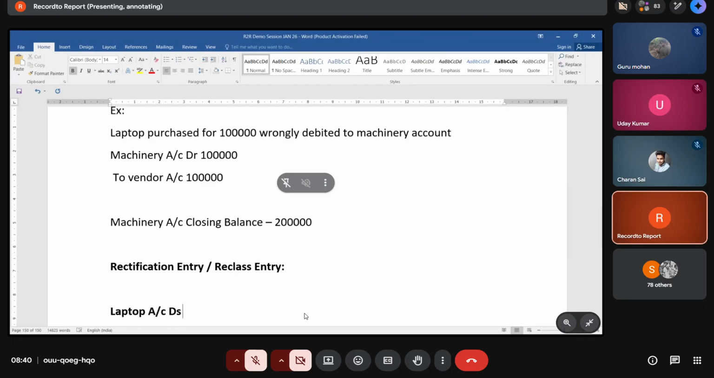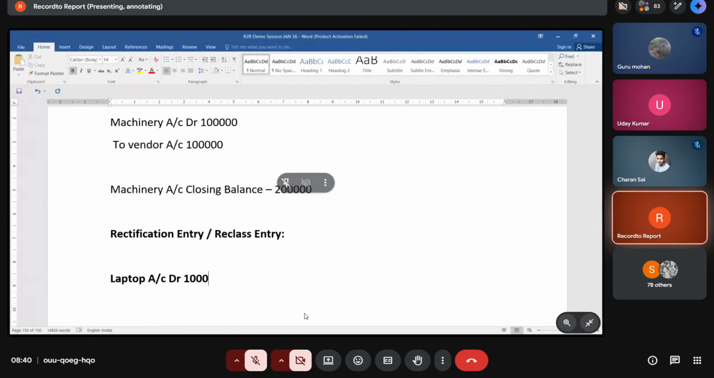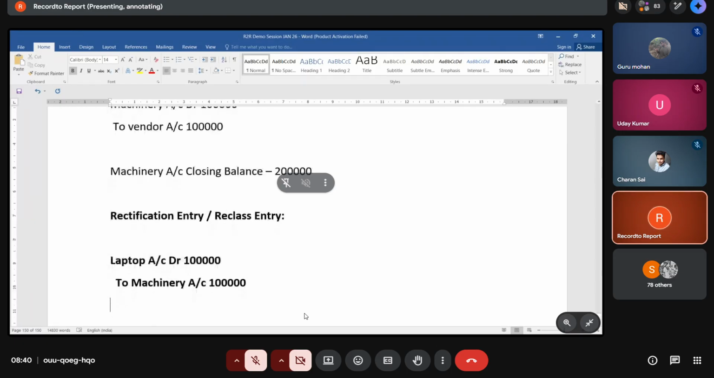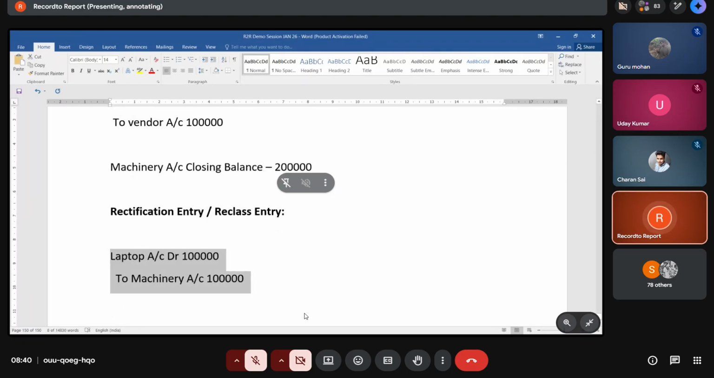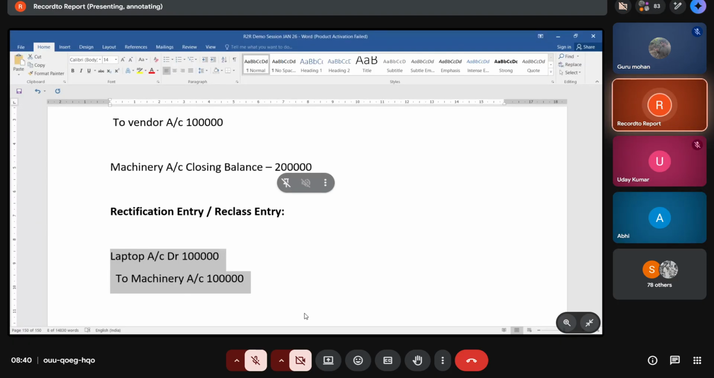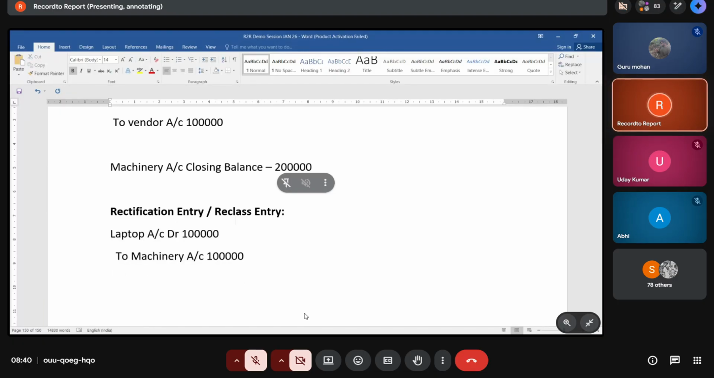Laptop account debit to missionary account. This entry is also called a reclassification entry. If anyone asks, can you give an example of a reclass entry? We are reclassing the balances from one account to another account. Guys, understand? Clear? That is called reclass entries.